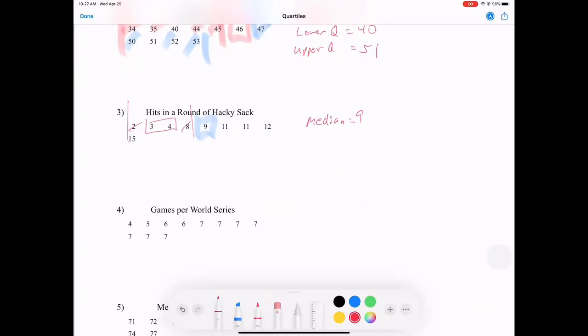So let's find the median of our lower half. 3 plus 4 divided by 2 is 7 over 2, which is 3.5. Turns out our lower quartile is 3.5. Let's find our upper quartile. There are two numbers there, no surprise. Our Q3 is 11 plus 12 over 2, which is 23 over 2. It's going to be 11.5.